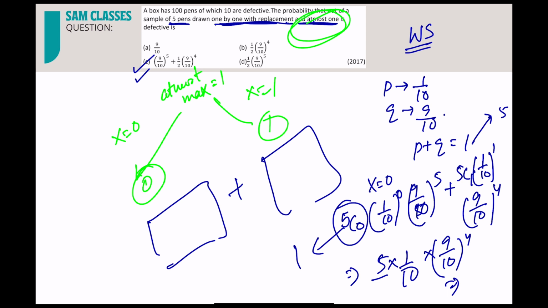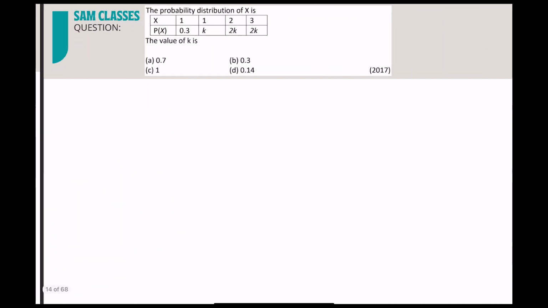And the one part you will get 9 by 10 whole power 5. So I think so, yeah, C option only. That's it. This is half, okay, if you're not able to see, half into 9 by 10 whole power 4, okay? So very simple, nothing is there, okay? So don't get too confused, very simple question.